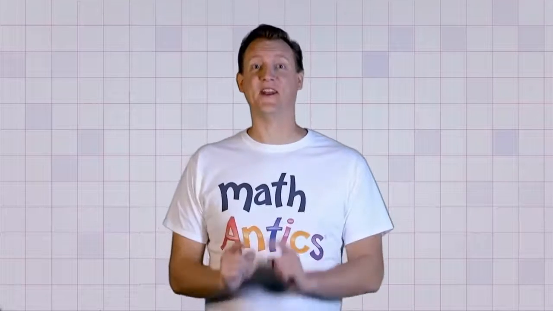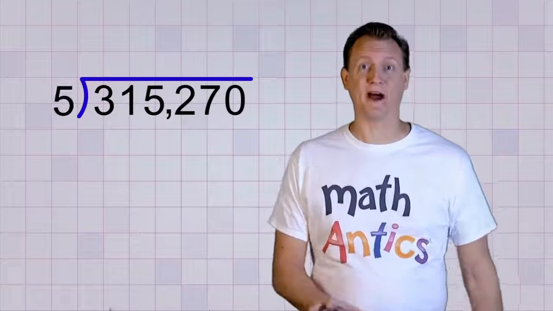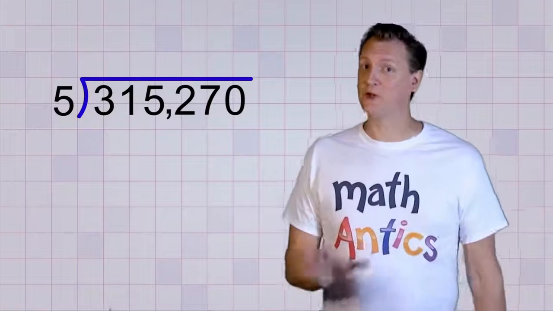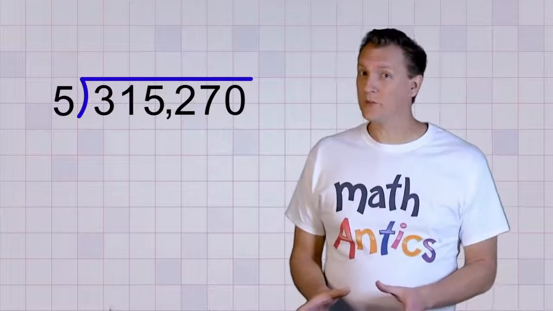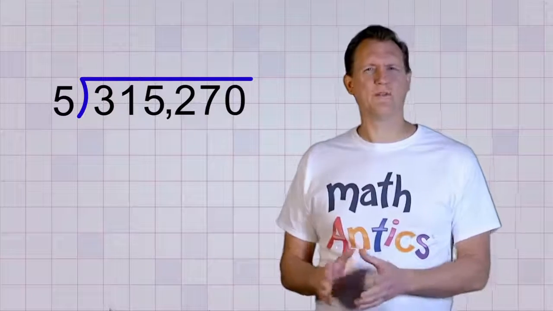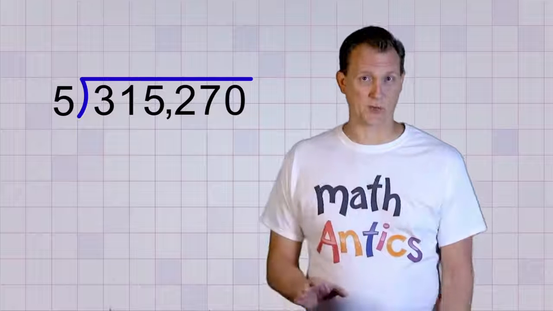Okay, now that you know the procedure for long division, are you ready to see a really long problem? Good, I thought so. Let's divide 315,270 by 5. Now don't worry, it's really not that hard if you just go digit by digit. I'm gonna work the problem pretty fast, so don't worry if you don't follow all the math. Just focus on the repeating division process as we go along.